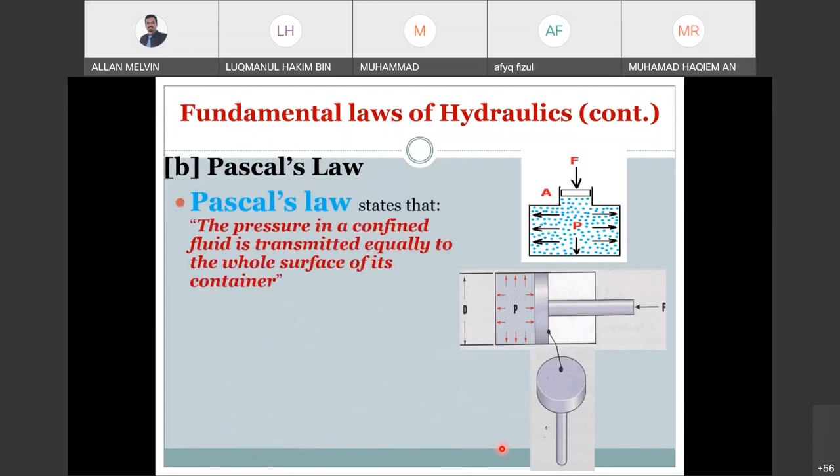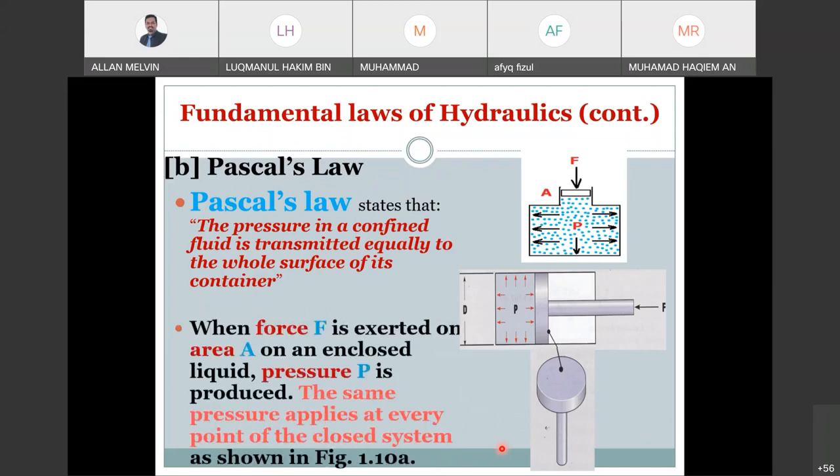Okay, this question is quite famous. Define Pascal's law, and use Pascal's law to calculate. This part has some calculation. So when you apply a force, equal pressure is applied to all the sides. And you have a piston. When you press, all the sides that have a surface will get equal pressure.